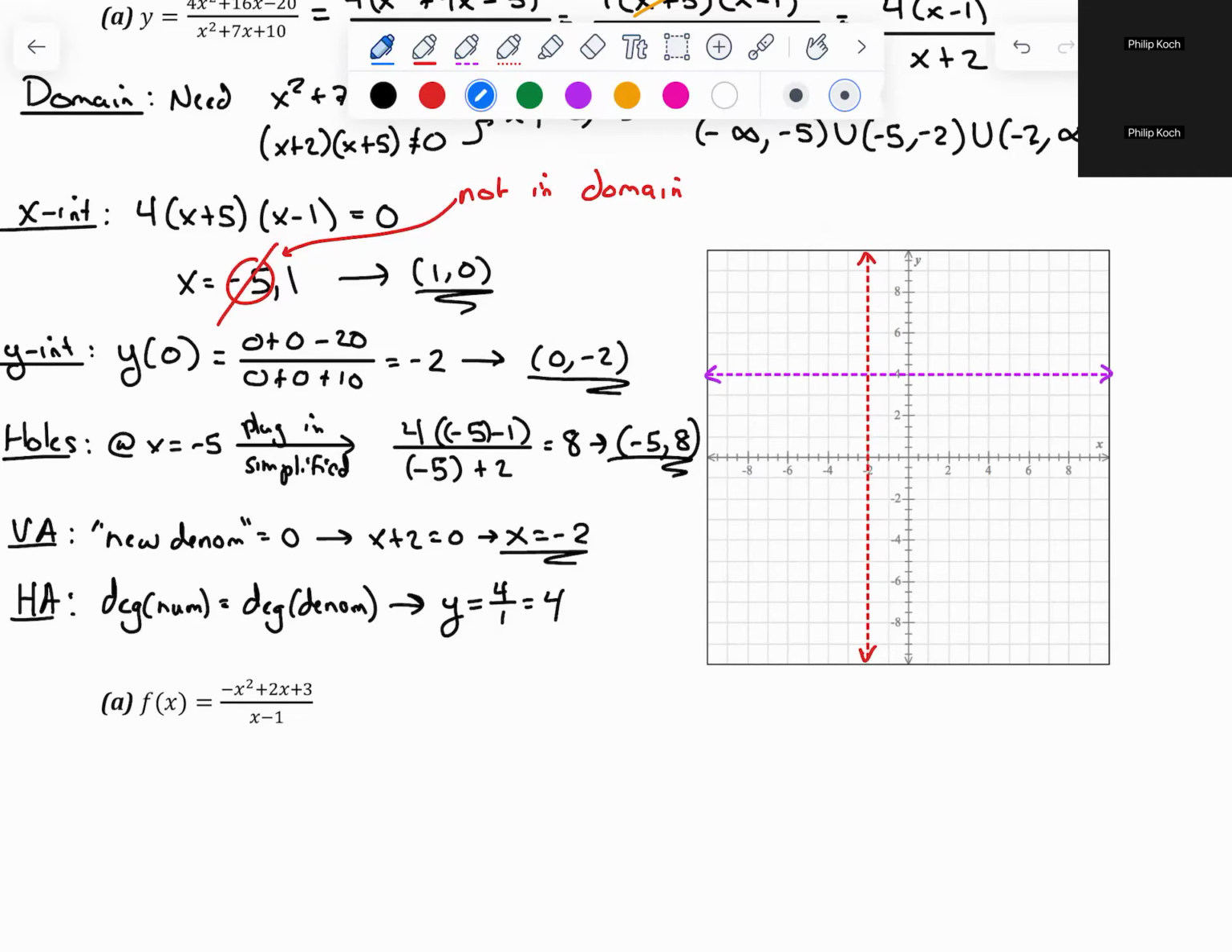and then let's plot all of our little points that we got. We got an x-intercept of 1, 0. That's right there. We got a y-intercept of 0, -2. And we got a hole at -5, +8 right there.